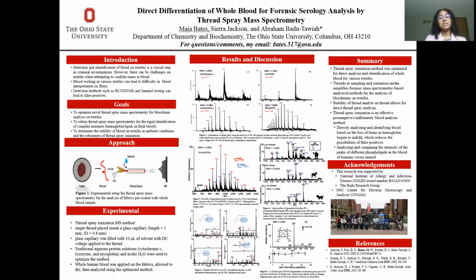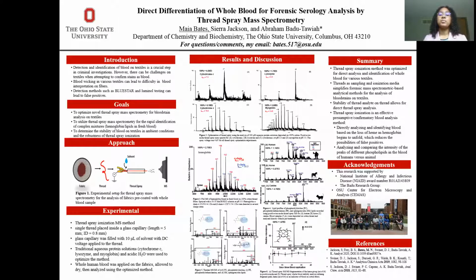Forensic serology is the detection, identification, classification, and study of various bodily fluids, such as blood, and their relationship to a crime scene. The goal is to answer questions such as, is this stained blood? Is it human or animal blood? And whose blood is it?